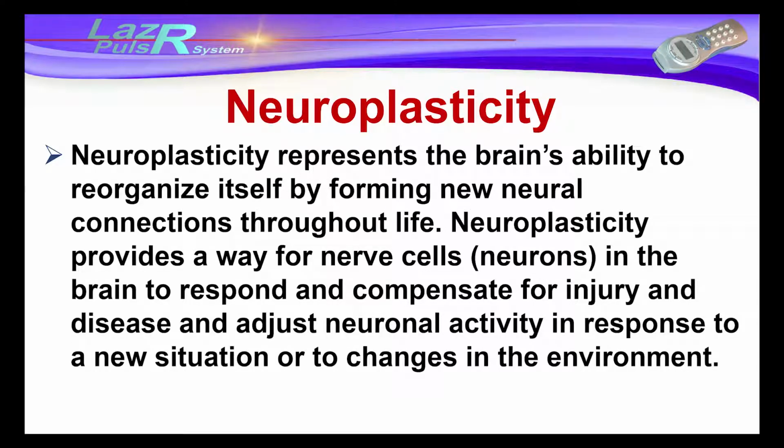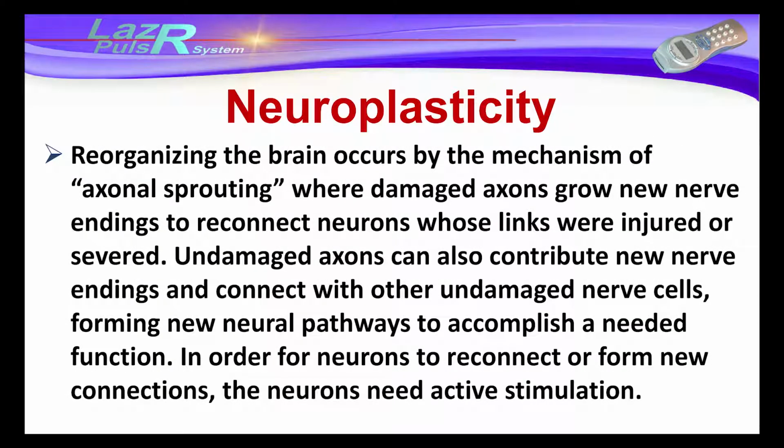Neuroplasticity represents the brain's ability to reorganize itself by forming new neural connections throughout life. Neuroplasticity provides a way for nerve cells or neurons in the brain to respond and compensate for injury and disease and adjust neuronal activity in response to a new situation or to changes in the environment. Reorganizing the brain occurs by a mechanism of axonal sprouting, where damaged axons grow new nerve endings to reconnect neurons whose links were injured or severed.